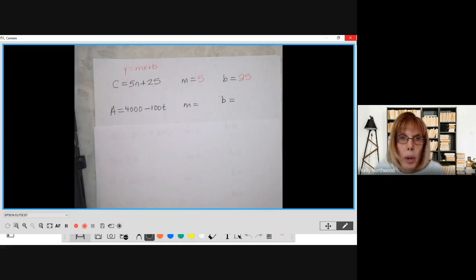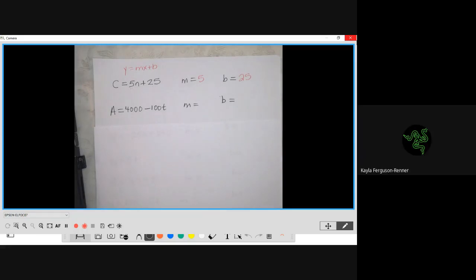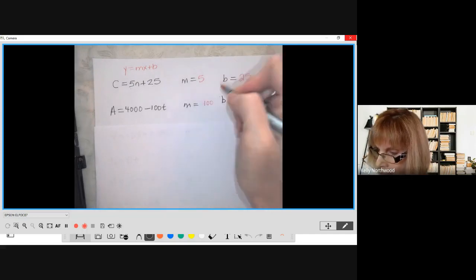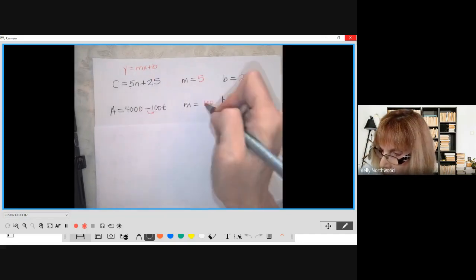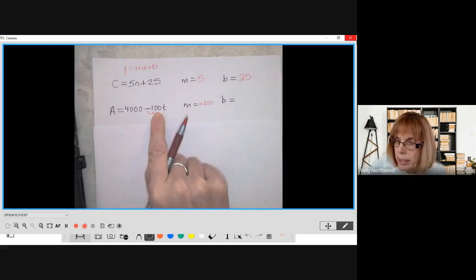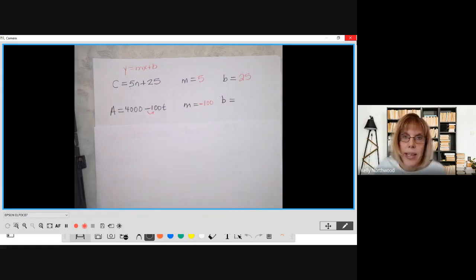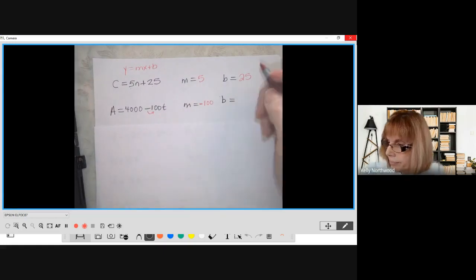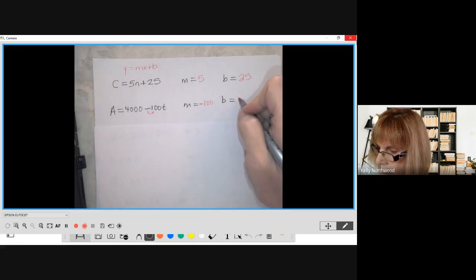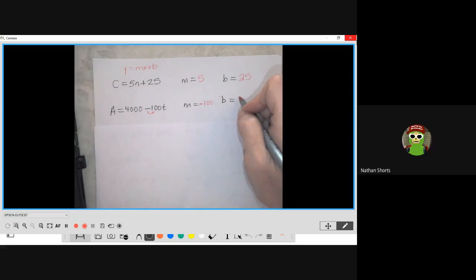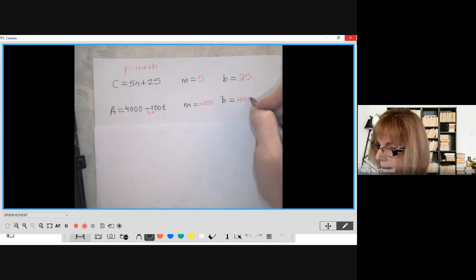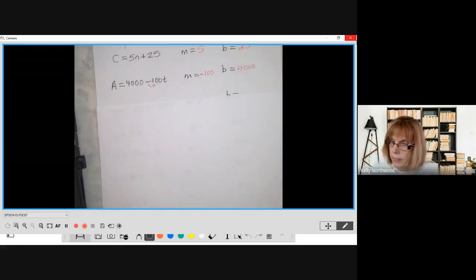A equals 4,000 minus 100t. What number is the m? 100. Close. The sign is attached to the number, so it's negative 100. But I'm really glad you said the 100 because it's in front of the t. And what number is the b? 4,000. Yes, very good. Okay, here's our third one.